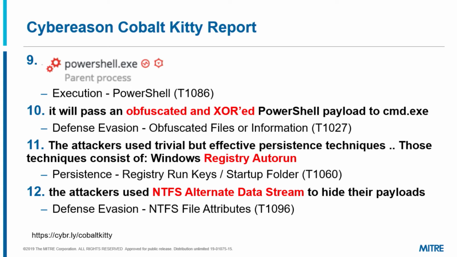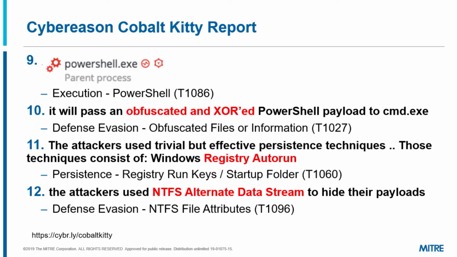We put this under another broad technique, obfuscated files or information, which can refer to any kind of obfuscation or encoding. That's under defense evasion. The next one, a persistence technique. This is where that finished reporting helps you identify the tactic. And then they mention the technique consists of registry auto run.